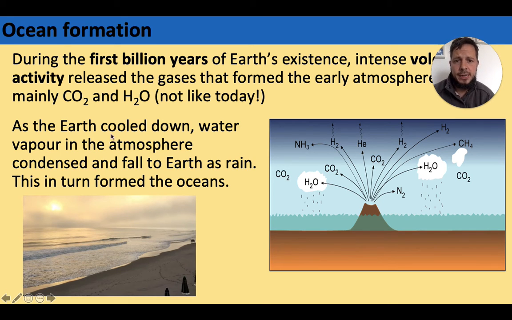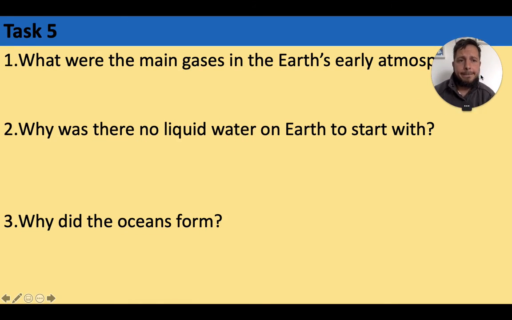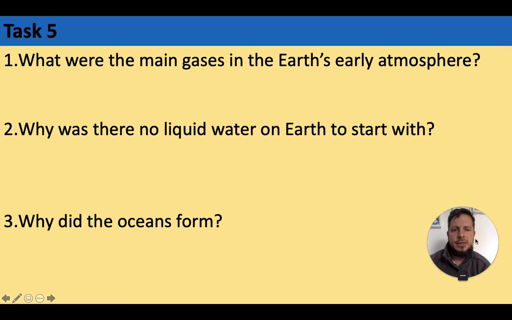Now this is really important, but let's just have a little check of what you can remember from the last two slides. So what were the main gases in the Earth's early atmosphere? And why was there no liquid water on the Earth to start with? And why did the oceans form? Have a go at answering these three questions for me now, please.